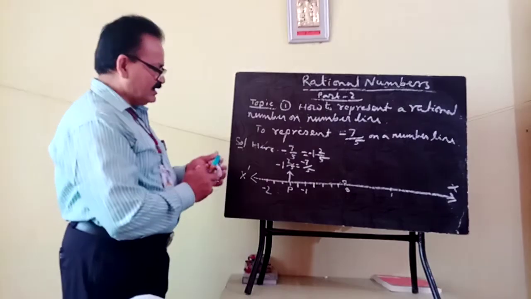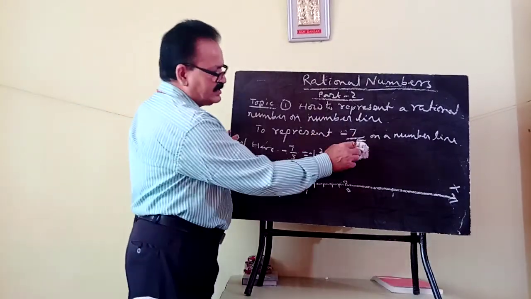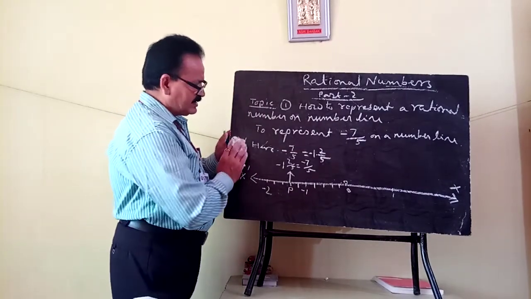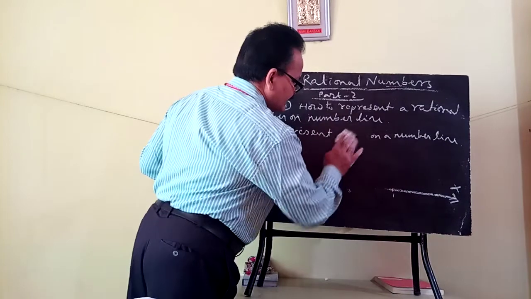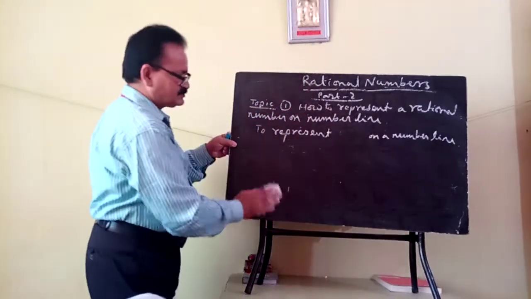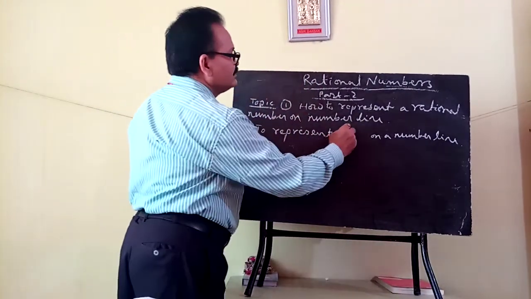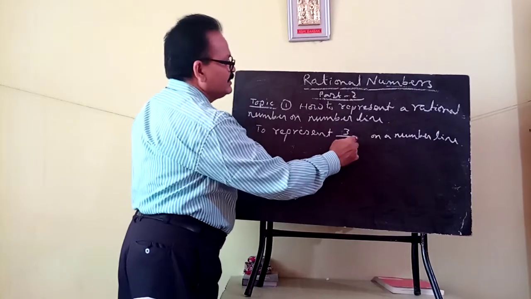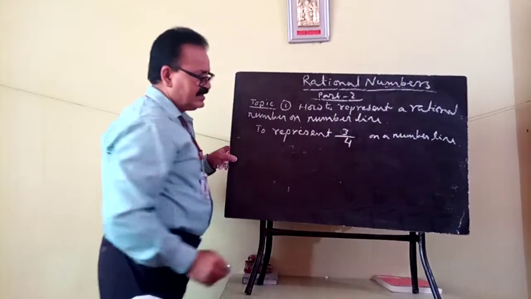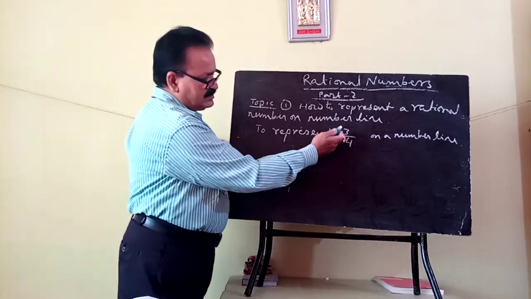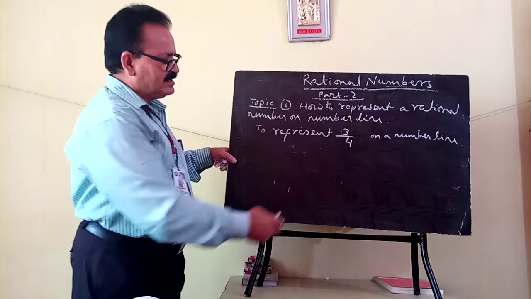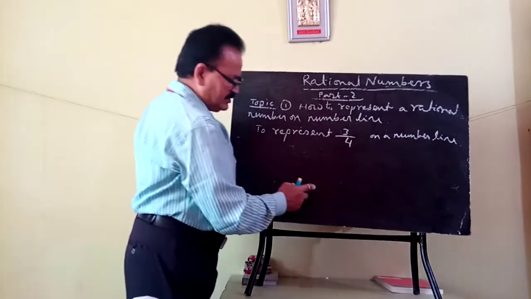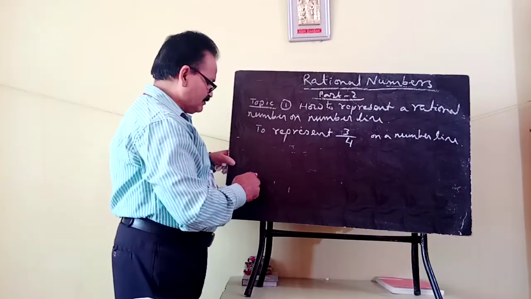Okay, but what if the denominator is greater than the numerator? Second example, to represent 3 by 4. Here you see 3 by 4, both are positive, so this should be placed on the right hand side of the 0 mark on a number line.